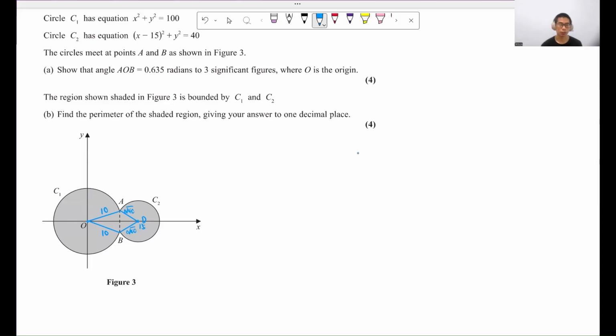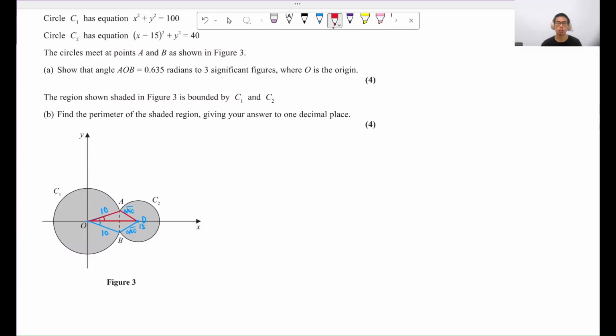Part A: show that the angle AOB is 0.635. So AOB is this one. So what I'm going to do here is use the cosine rule to work out half of this angle. I'm going to use this triangle because I know the length of all the sides, so I can just use the cosine rule to work out any angle I want. So I'm going to work out this angle first and then double it to get the answer.